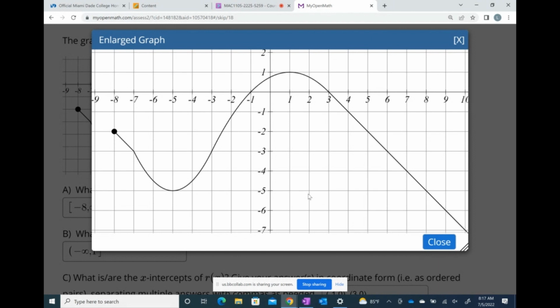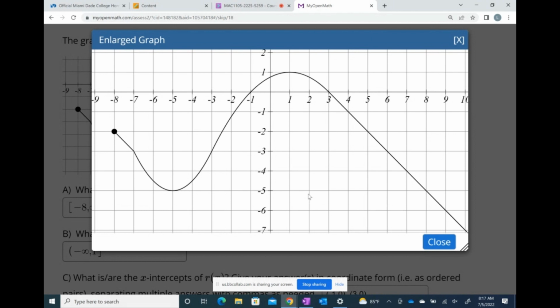Less than 0 will mean below the x-axis. And well, equal to 0 is at the x-axis. So in other words, here, just look at the picture, and your answer has to be whatever intervals the function, the graph, is above the x-axis. So let's see, how many intervals do you see in which the graph is above the x-axis? Yes? Okay, and what is it?